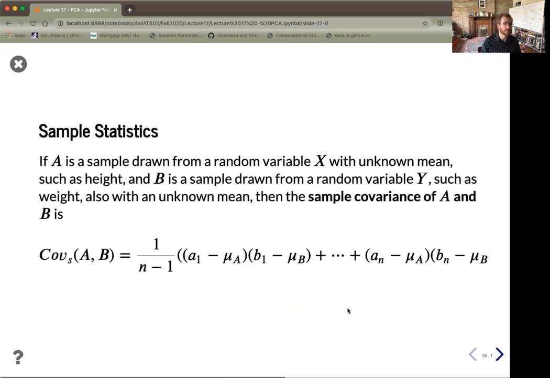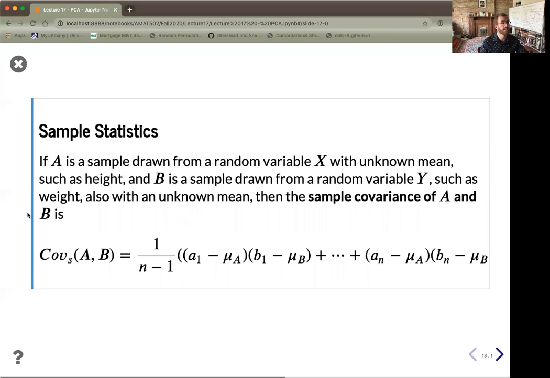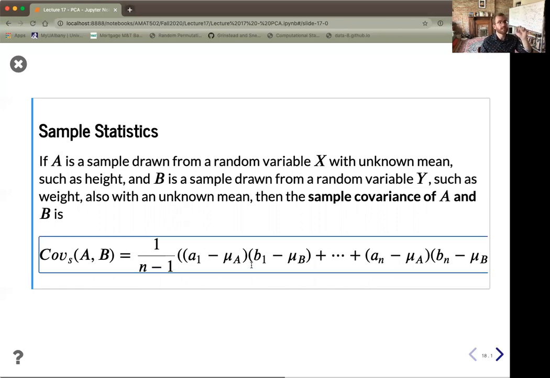And again, as we just went over, if we're doing this for a sample, say sampling heights and weights, where A is our sample of heights and B is our sample of weights, I compute this sample statistic: I take the product of a person's height minus the average height and their weight minus the average weight, and sum all this up. If this number tends to be far from 0, then we have good reason to believe that A and B are correlated.